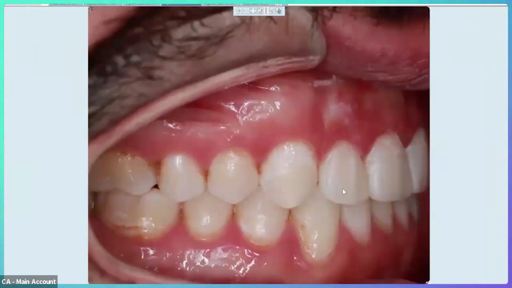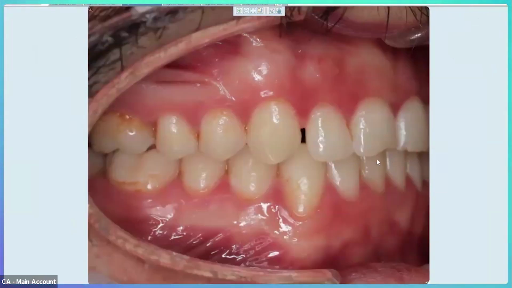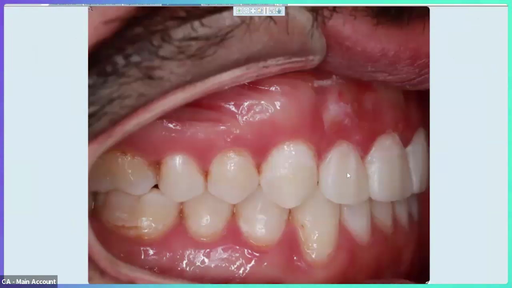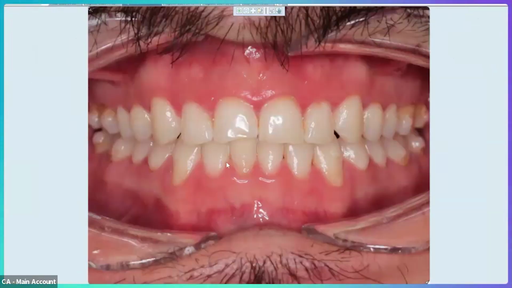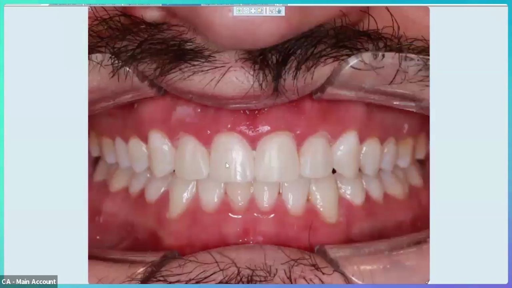That's going to fill in that gap, and at the same time, we'll build up the edge of these teeth so that everything will look nice and aesthetic. So this is where he's at once we finish the orthodontics, and this is where he'll be at once we build the teeth back up. Again, we can do this either adding to the tooth with dental composite, or we can do it with a veneer. Right? Just the basic explanation.